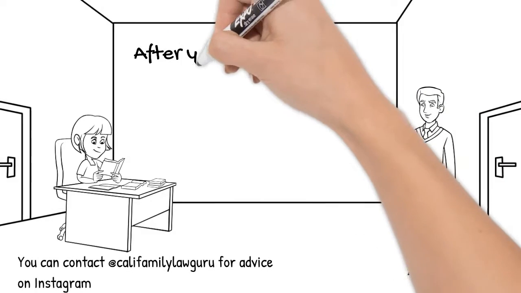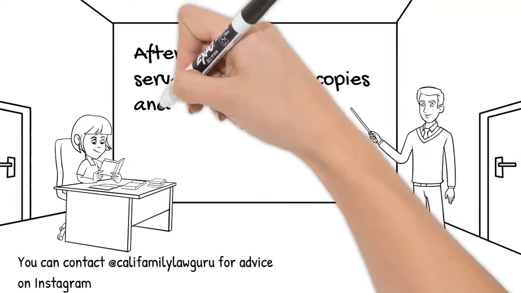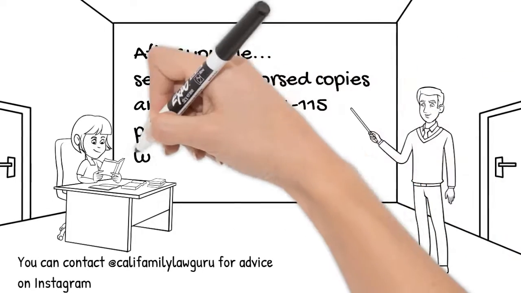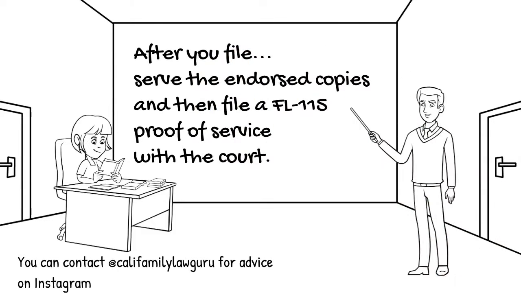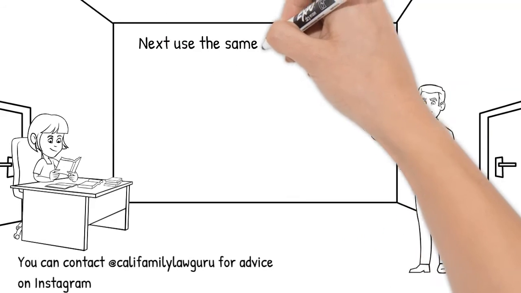After you file, you're going to have endorsed copies, and you need to make sure that someone other than you over the age of 18 serves the other side, and then you file a proof of service FL 115 form with the court. Now, you have to do your preliminary disclosures.